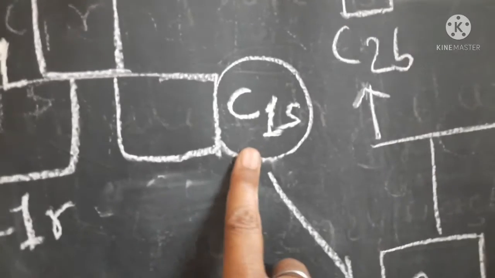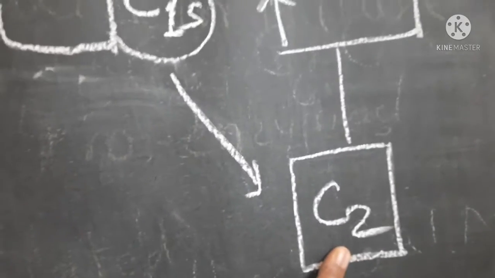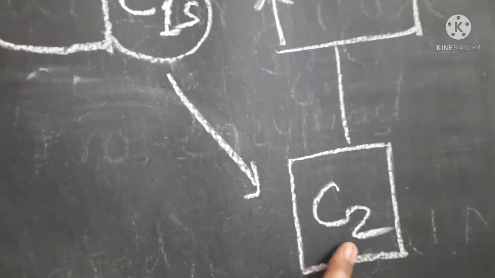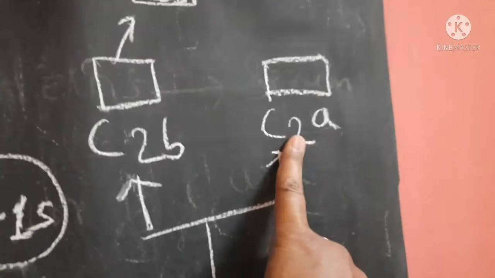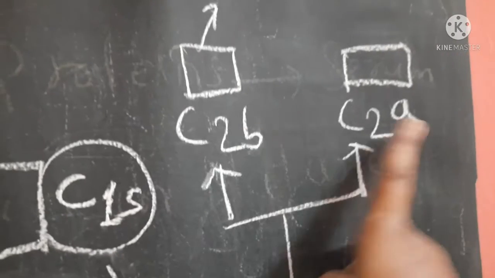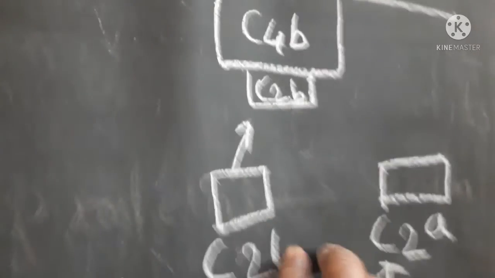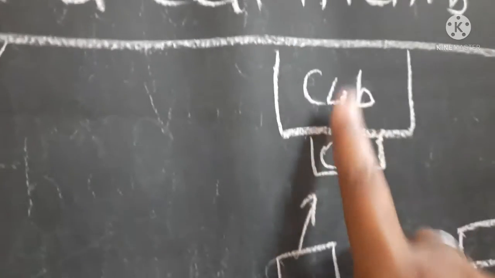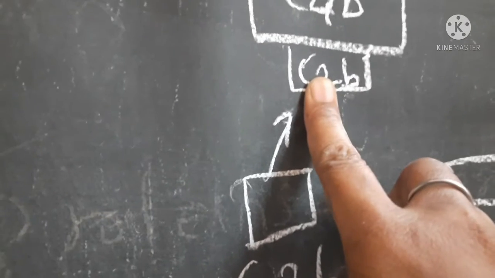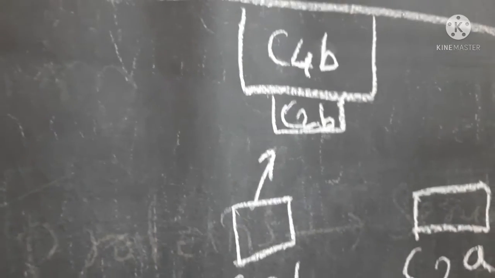Now on the other side, C1s, the C1 esterase enzyme, activates the next complement component, that is C2, and due to activation of this C2 component, it gets split into C2b and C2a subunits. Now this C2b subunit binds to the C4b subunit of the complement factor and forms a complex, that is C4b2b.